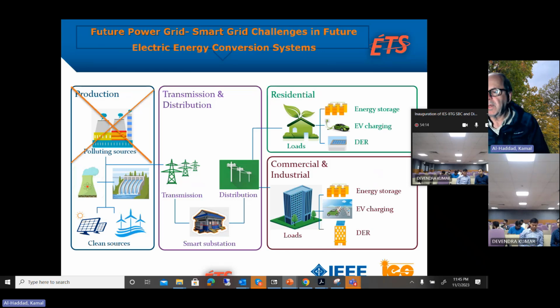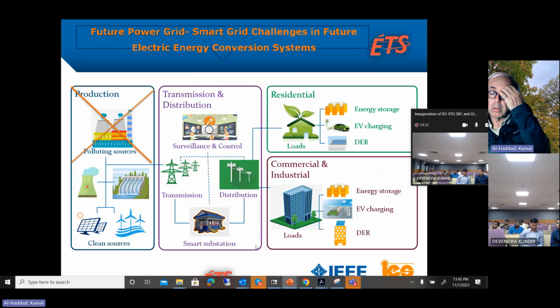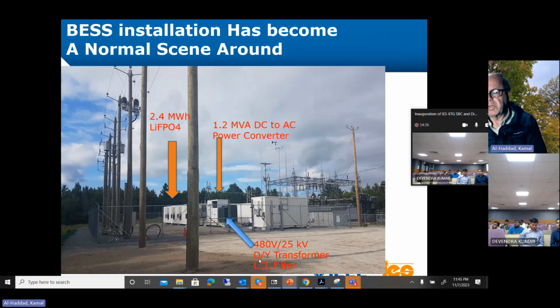Those components will have a minimum of artificial intelligence or machine learning algorithms, so that given several data, they can take autonomous decisions and so on. And this is a new area of research: the surveillance and the control of these production and distribution systems.